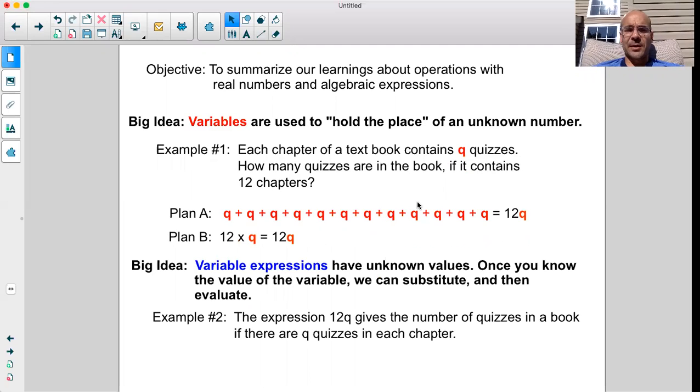That takes us to the second big idea. Variable expressions, like 12Q, have unknown values because they have an unknown in them.